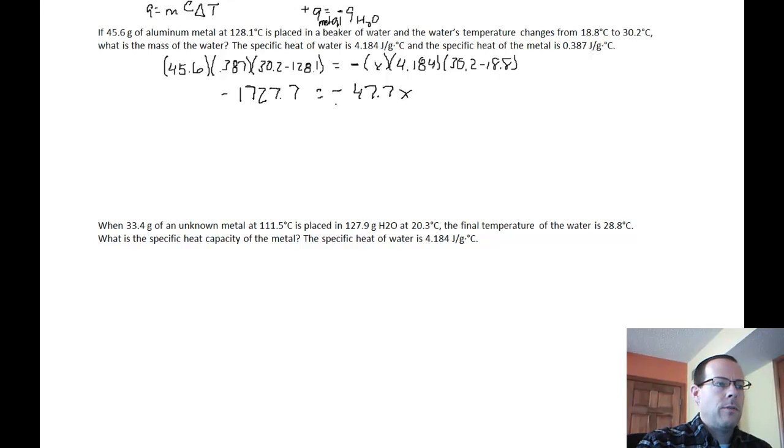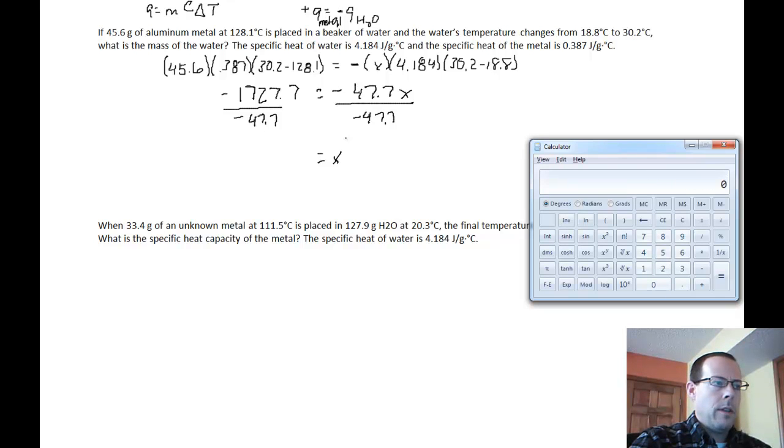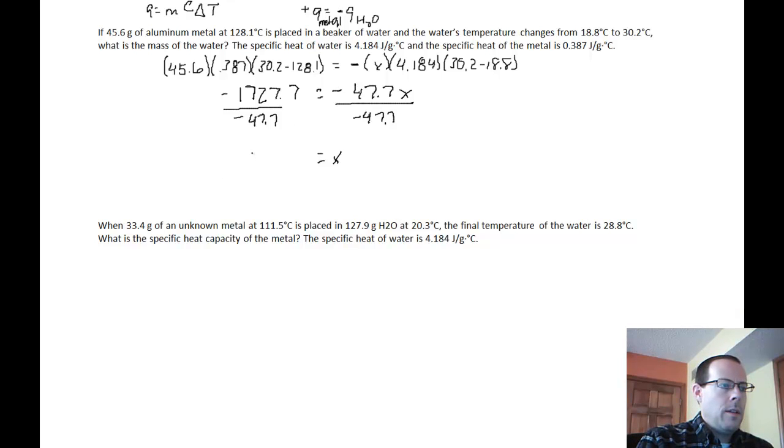Alright, so I'm going to solve for x. I'm going to divide both sides by negative 47.7. We're going to find that x equals 1727.7 divided by 47.7, and negative divided by negative is just positive. So I get 36.2. That's my answer. And again, I'm being asked for mass, so the mass of water. Alright, so that's how we do the top one. Expect a question like that on the quiz, expect a question like that on the test.